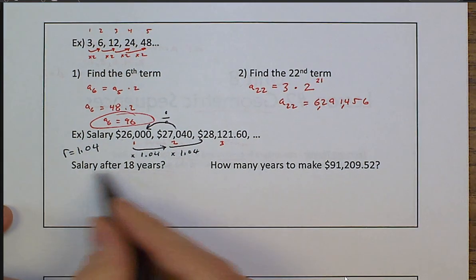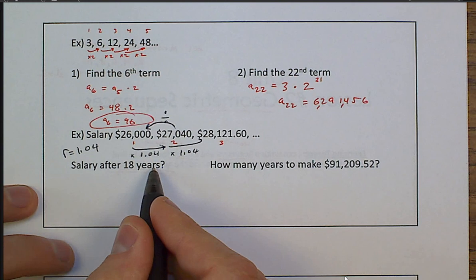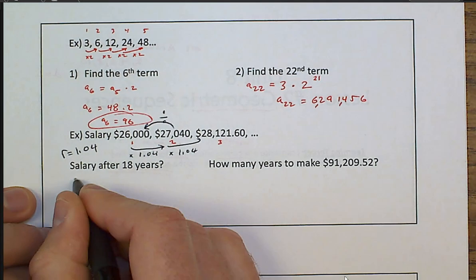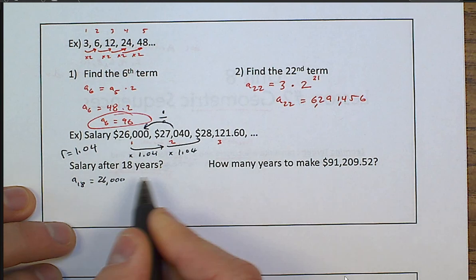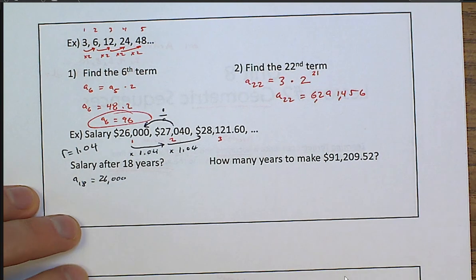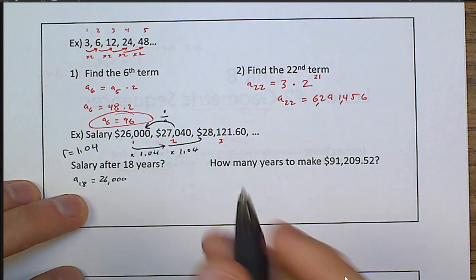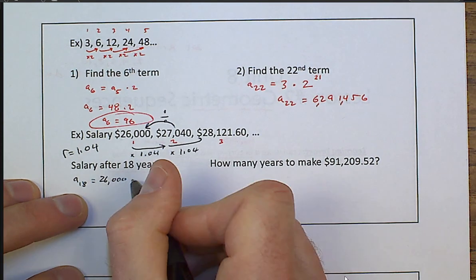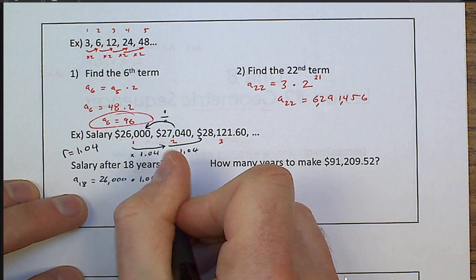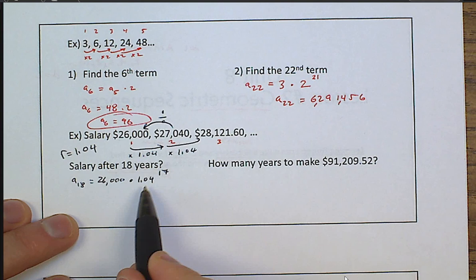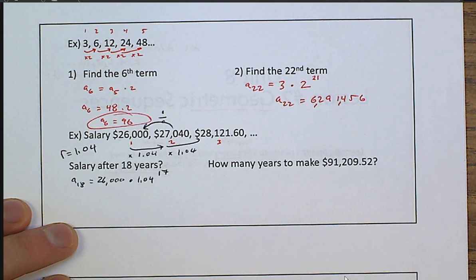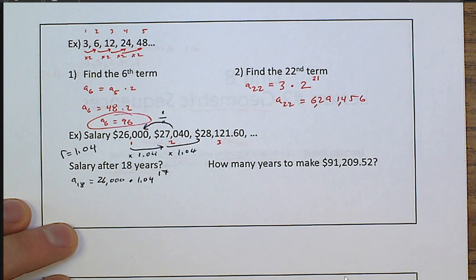Salary after 18 years. So I didn't ask for the fourth term. I'm asking for the 18th term. I got to start somewhere. I'm starting at $26,000. So I want to figure out how much I'll have on my 18th year of working. I'm timesing 1.04 how many times? 17, right? To get 18 years, I need to multiply 1.04 17 times. So 1.04 raised to the 17th power. And then I'm going to times that by 26,000. And that gives me a sub 18.